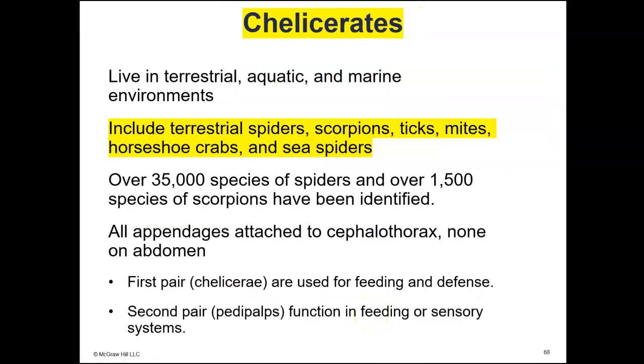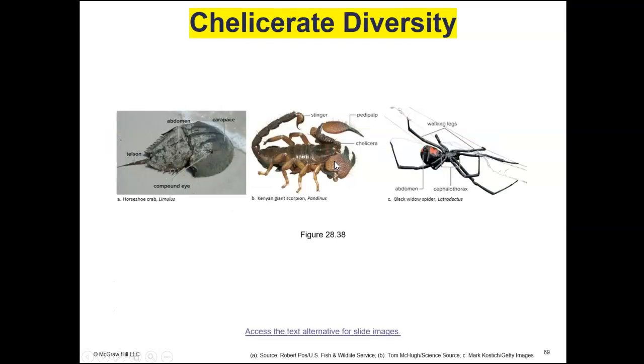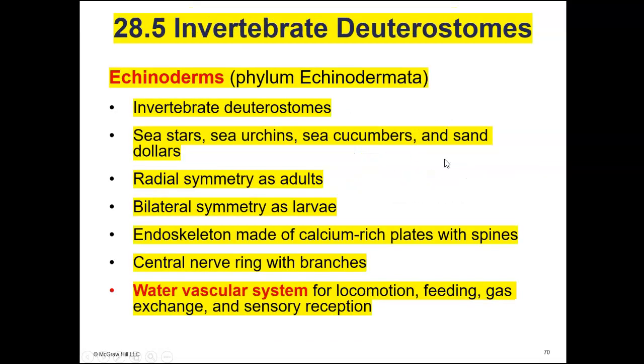The next group of Arthropoda are the chelicerates, and they're going to include spiders, scorpions, ticks, mites, horseshoe crabs, and sea spiders. And they have the chelicerae, the mouth parts. Here's a horseshoe crab, this is a scorpion, and this is a black widow spider.